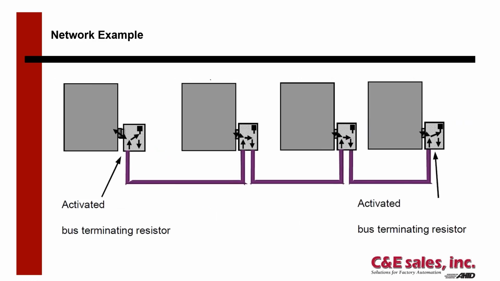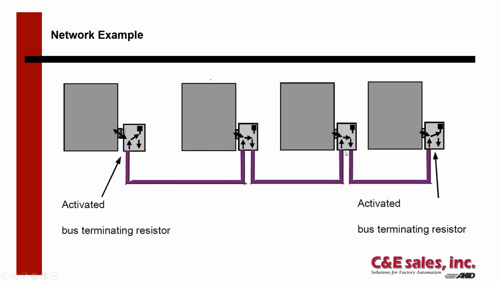So this is a good example of what a network would look like. Here it's showing us that the terminating resistor is going to be on at the beginning, the leftmost device here. Typically that might be your CPU. So the terminating resistor is on. It is on at the end of your copper network as well, and everywhere else it is off.